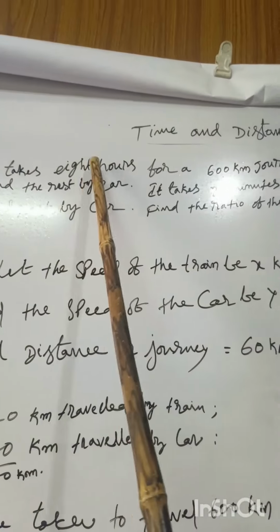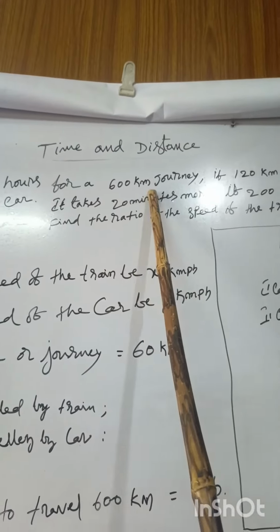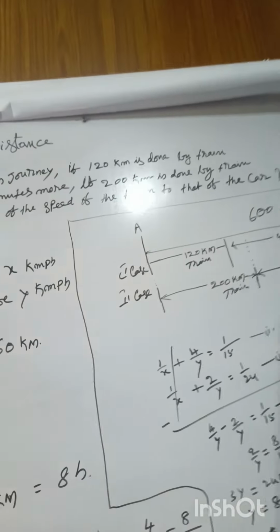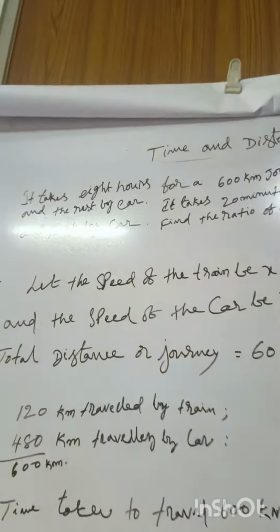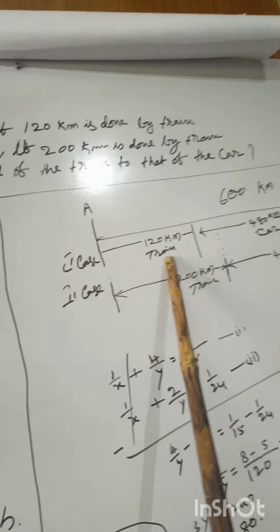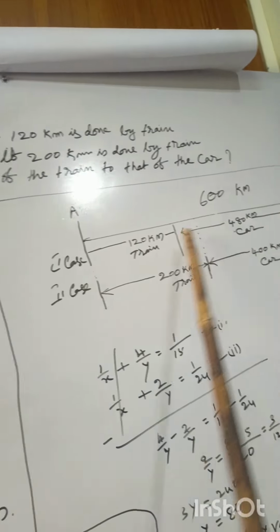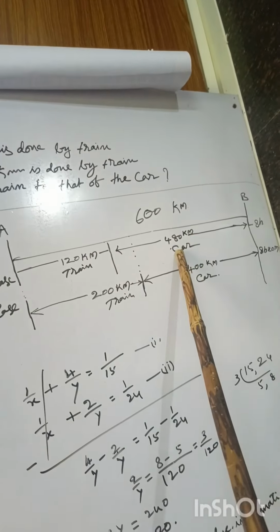But first we should see what is given in the question. There is a 600 km journey. So from A to B he has traveled the 600 km journey in two parts. In the first part he has taken 8 hours. 8 hours he has done the journey. How has he done it? 120 km is done by train, and the rest, 600 minus 120, which is 480 km, by car.